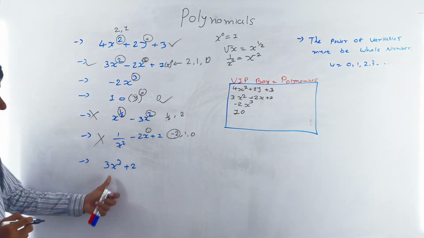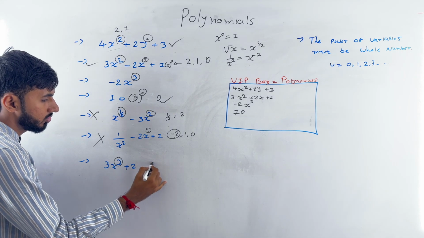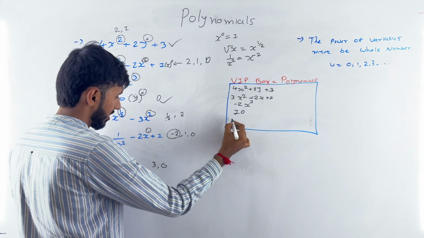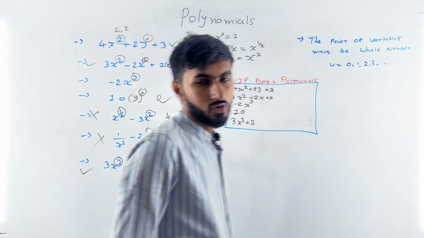The last one, 3x cube plus 2. Here I have powers 3 and 0. 3 and 0 both are whole numbers. So yes, it is a polynomial. I can write it 3x cube plus 2. So these are examples of polynomials, right?